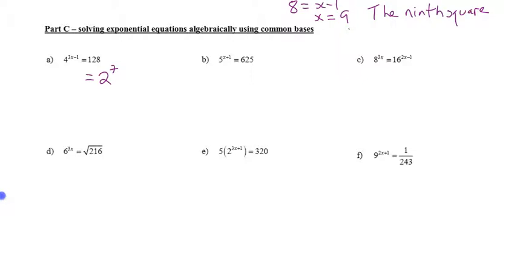Now, how do we write 4 as a power of 2? This should be an easy question. 4 is equal to 2 to the power of 2, right? 2 squared.